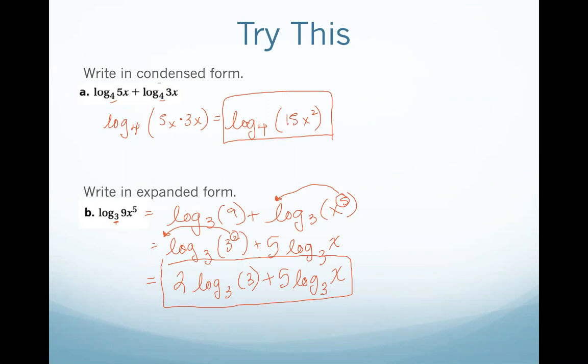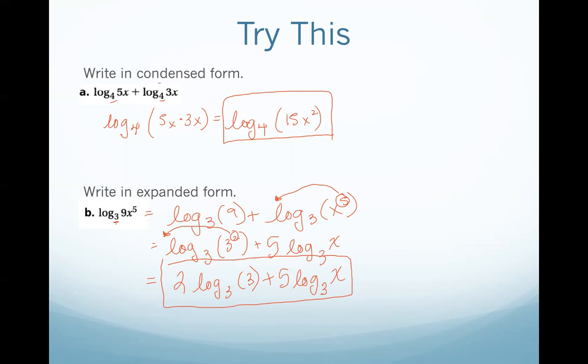So I said 9 times x to the 5th. The word times tells me I can change that into addition. So I have 9 is my first argument, and x to the 5th is the second argument. And then 9 is 3 squared. It's not prime, so 9 is 3 squared. So I can take that 2 from the exponent and make it a coefficient. And then x to the 5th, I can take the exponent of 5 and make that a coefficient as well, ending up with 2 times log base 3 of 3 plus 5 times log base 3 of x.